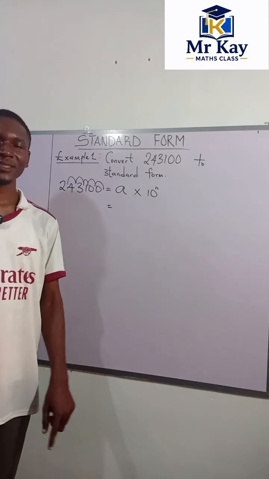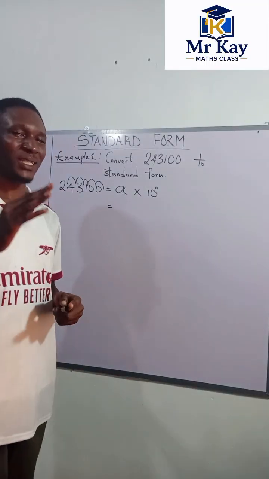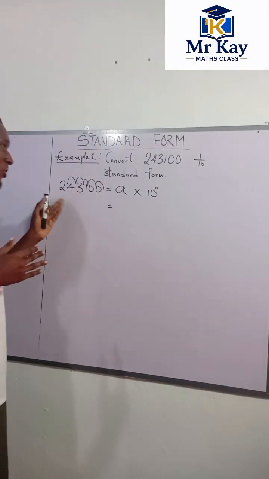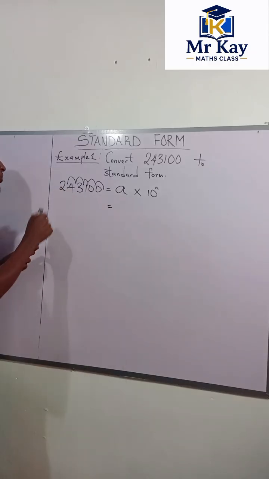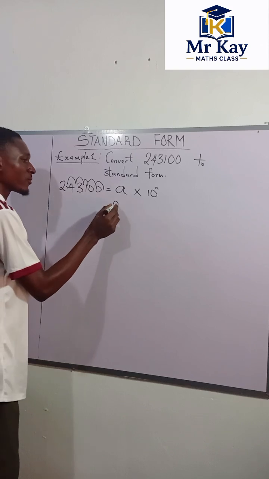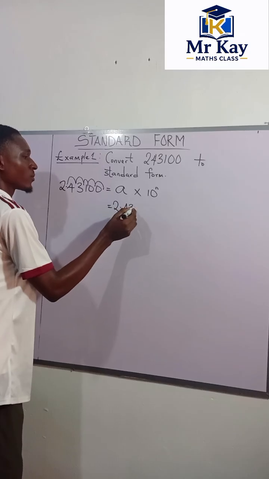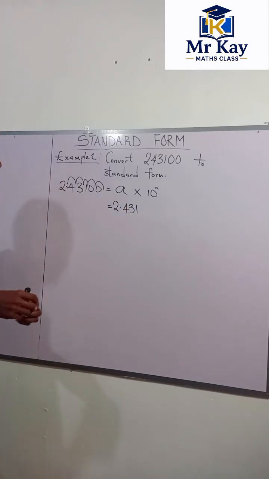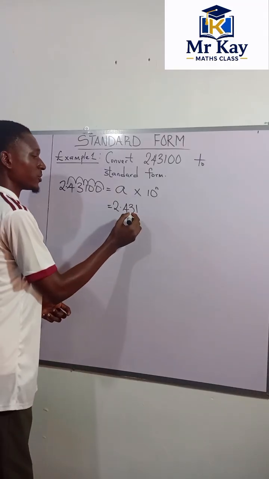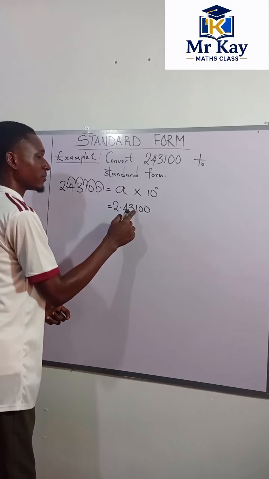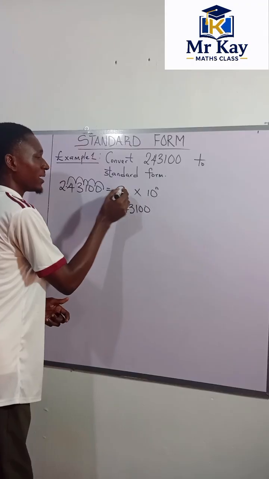You see, 2 point. Now 2 is not smaller than 1, and 2 is not big enough to compare with 10. So 2 is not up to 10, and it's not smaller than 1. Therefore, our a is going to be what? 2, and our point is now here. It's now going to be 2.431. Now these remaining zeros are useless, but you can leave them to avoid confusion. It's the same. So 2.43100, that is our a.